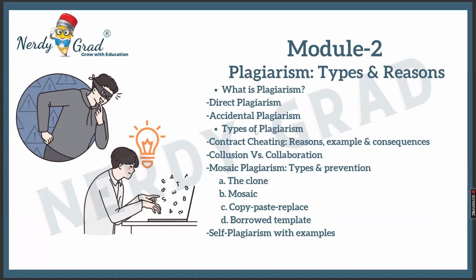In module 2, we'll be talking about plagiarism, its types and reasons. So we will talk about what is plagiarism. The 2 major types are direct and accidental plagiarism. Then a few other types of plagiarism are contract cheating, the reasons, example, and consequences, collusion versus collaboration, mosaic plagiarism, its types and prevention, which includes the clone, mosaic, copy-paste, replace, and borrow template. And finally, self-plagiarism with examples.